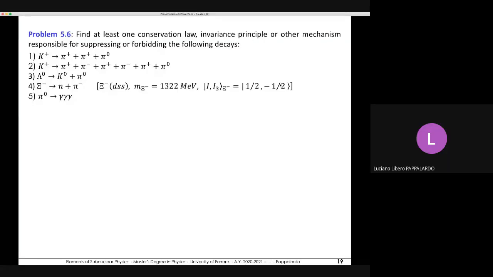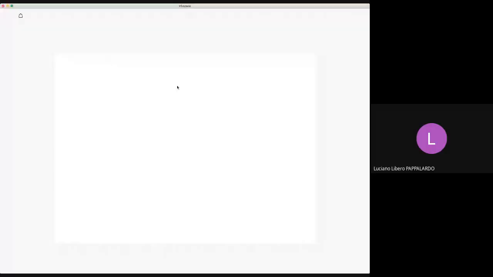So problem 6. Find at least one conservation law, invariance principle, or other mechanism which is responsible for suppressing or forbidding the following decays. Okay, so let's now treat them one by one. This is problem 5.6. Let's start from the first one.